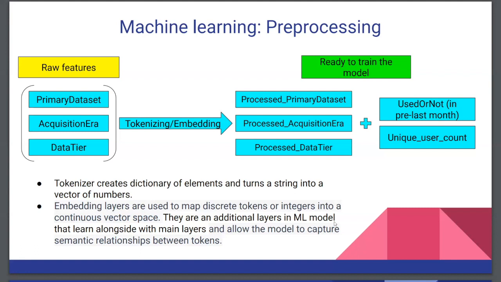For text features, we use a tokenizer, which creates a dictionary of elements and turns a string into a vector of numbers. Also, I implemented embedding layers, which are used to map discrete tokens or integers into a continuous vector space. They are additional layers in a machine learning model that learn alongside the main layers and allow the model to capture semantic relationships between tokens, which is extremely useful if we have meaningful context in our strings.